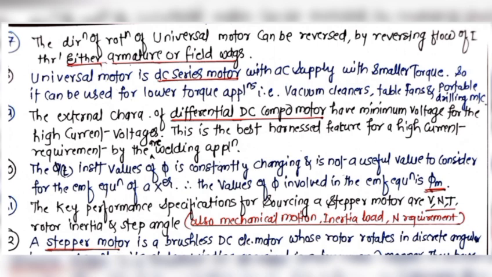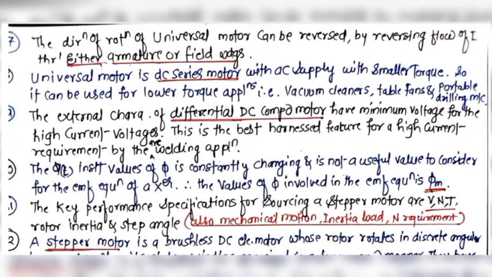The external characteristics of a differential compound motor have minimum voltage for the high current values. This is the best harnessed feature for a high current requirement by the arc welding applications.